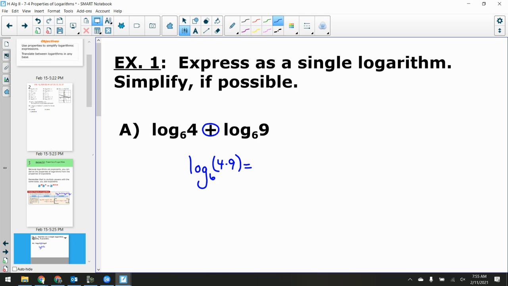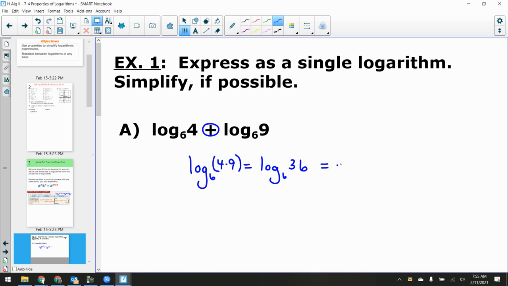Right? And again, you could just go straight to 36. Log base 6 of 36. I can do that. What is log base 6 of 36? 2. 6 to the second power is 36.